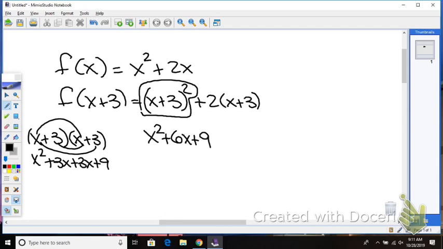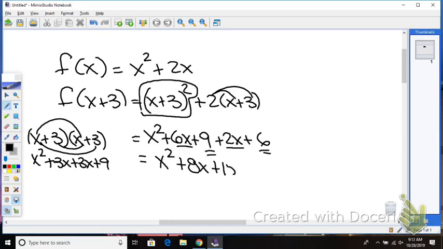Everybody good with that? What do I do with this 2 here? You distribute it in. So I have 2x plus 6. And then I need to combine like terms, so I have x squared. Those two can go together: 8x. So 8x plus 15. And then you're done. How'd you guys do with that?